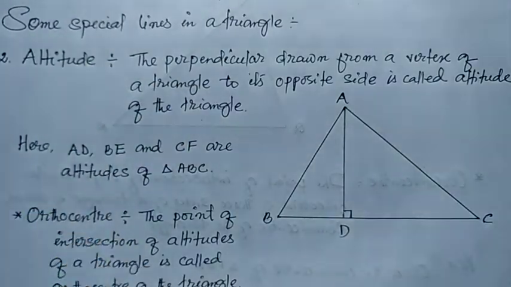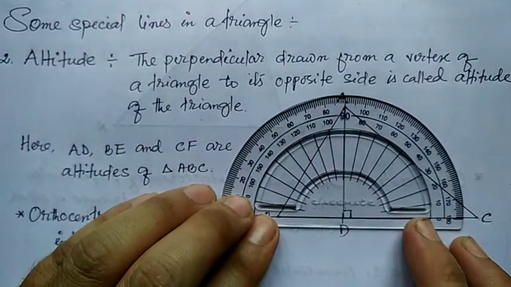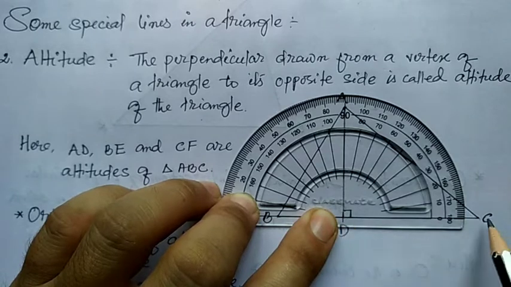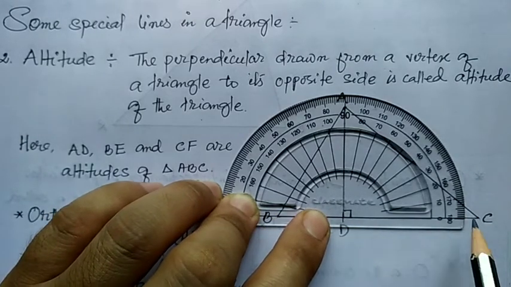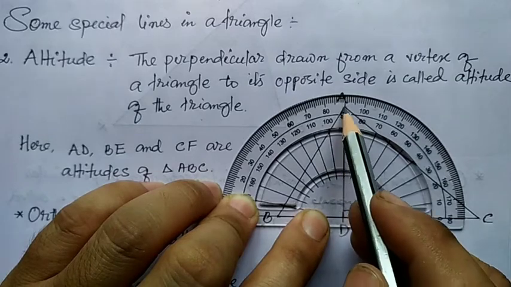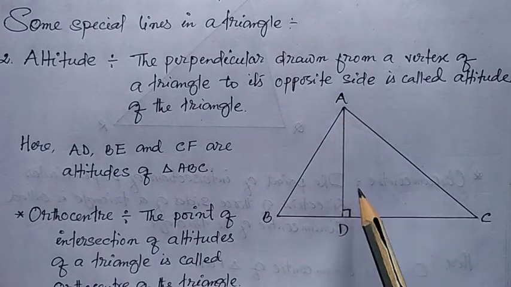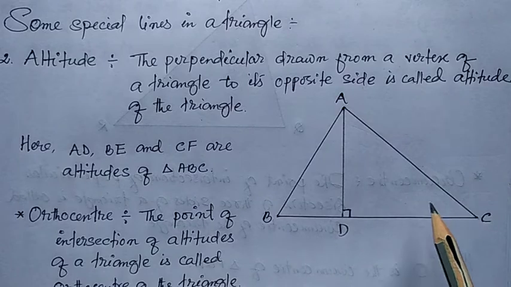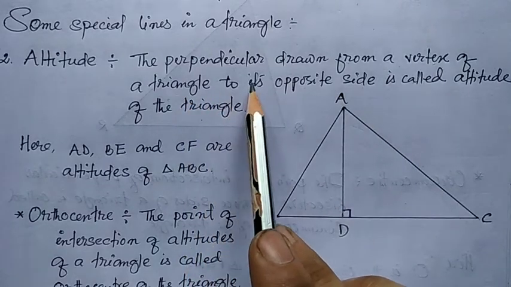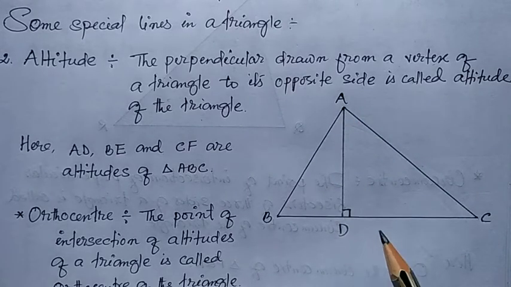Now you can verify by measuring that angle. Let's measure this angle whether it is 90 degrees or not. We put this zero line with one of the sides, from D to C, and D is exactly in the middle of your protractor. Then start counting from this side, 10, 20, 30, 40, 50, 60, 70, 80. And this one is exactly at 90. So this angle is 90. Since this angle is 90, we say AD is perpendicular to BC. So this AD, which is a perpendicular drawn from vertex A of a triangle to the opposite side BC, is called an altitude of the triangle.